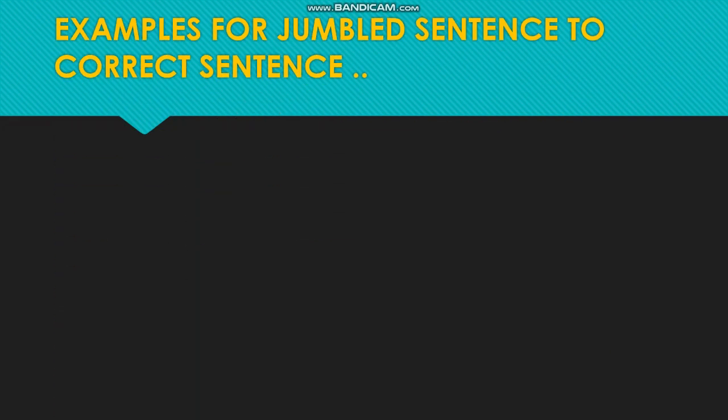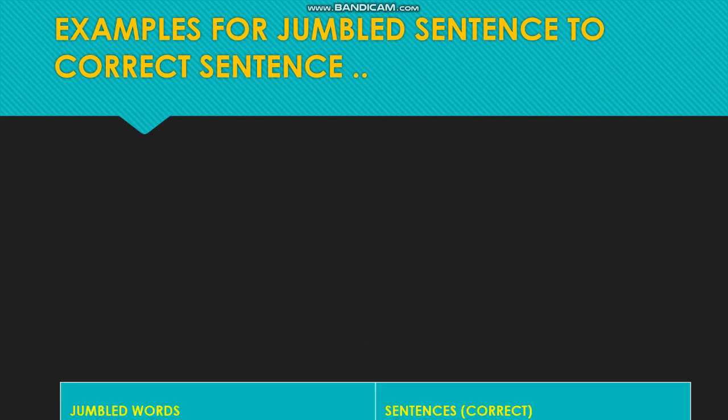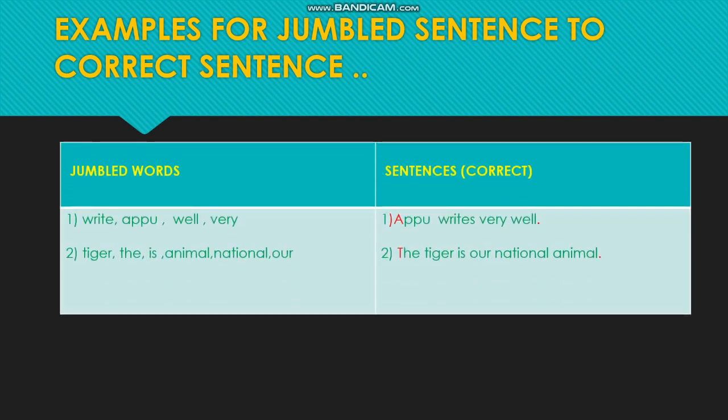Okay, so basically, what is a sentence? Let's look at some examples for jumbled sentence to correct sentence first. What is a jumbled sentence? The words are not arranged properly and they do not make complete sense. So let's look at the words here.